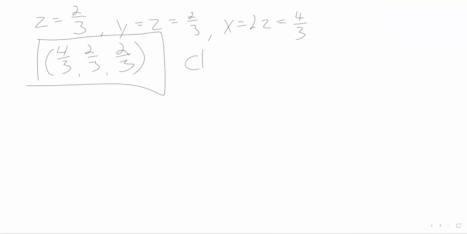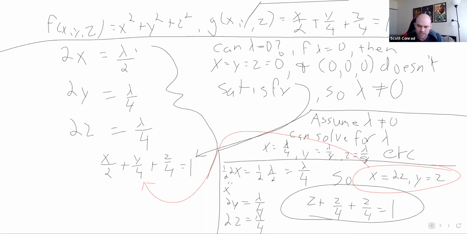How did you get 2/3? So we solve for z here by plugging those relationships into the constraint. So we got z plus z over 4 plus z over 4. So z plus z over 2. 3z over 2 is 1. And so z is 2/3. Does that make sense?